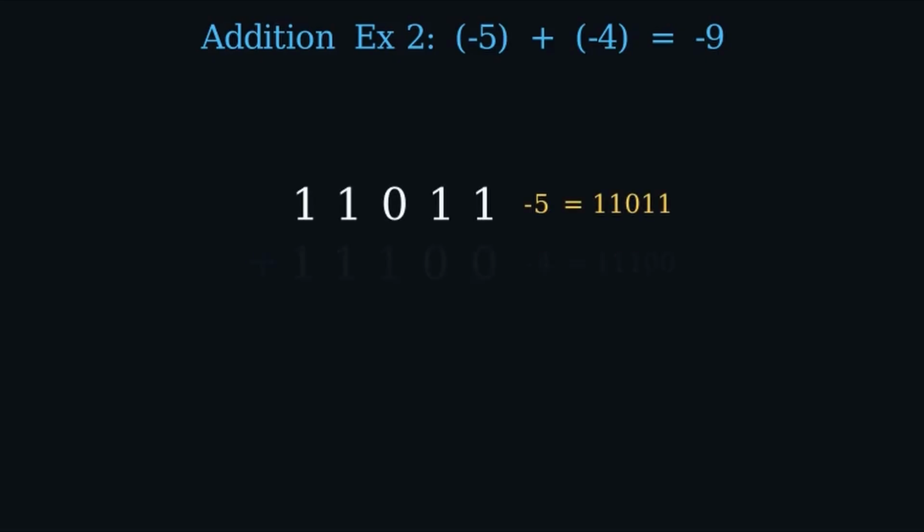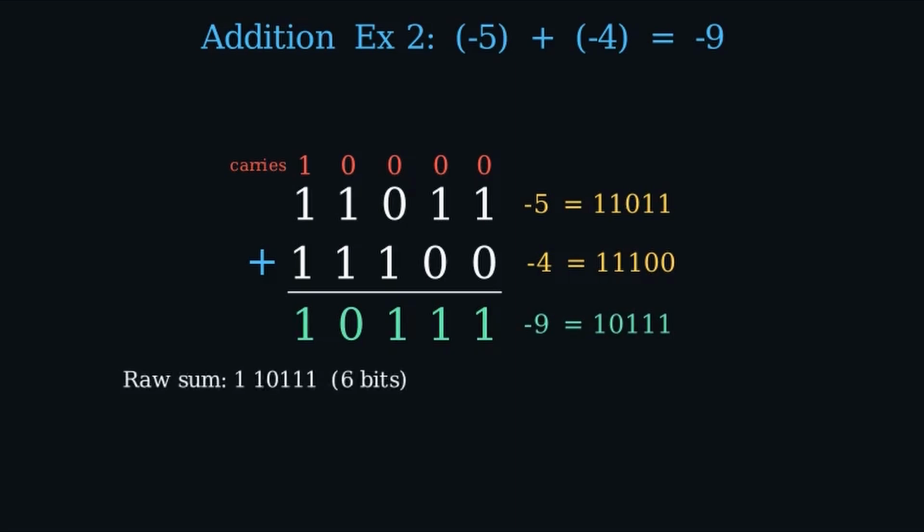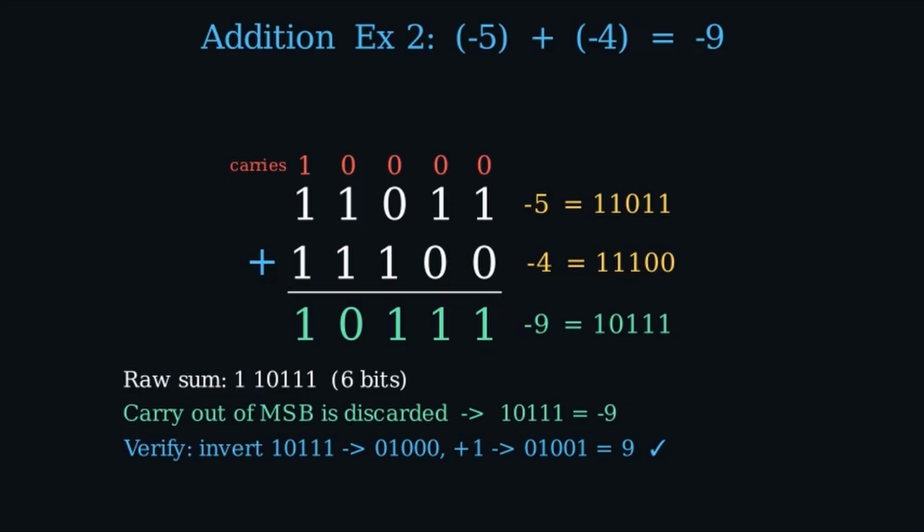So, negative 5 plus negative 4. We write them like normal into 2's complement form, add like normal. We don't have to do subtraction. Now we have an extra carry, discard that, and then we have our regular negative 9 written into 2's complement form already, and we're good. It just works.